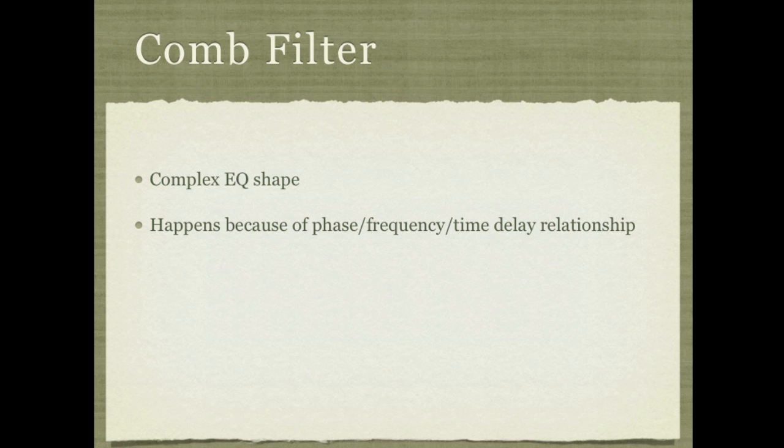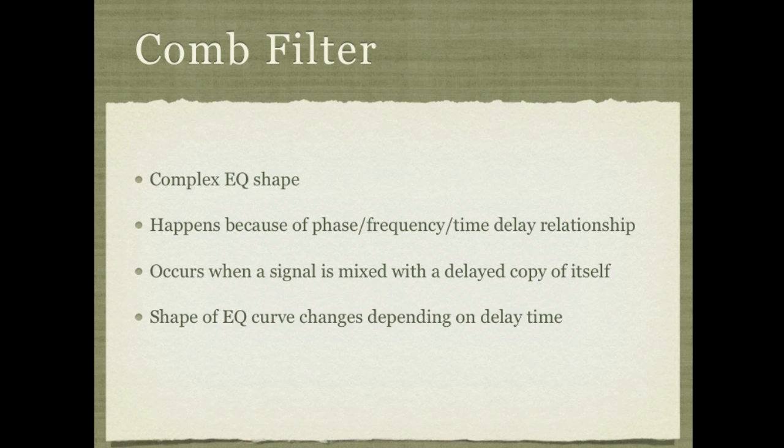Today we're going to talk about comb filtering. Now, a comb filter is a complex EQ shape that happens because of the phase relationship and the time delay between two or more copies of the same wave. And the shape of that EQ curve changes depending on the delay time, or not so much the shape, rather, but the exact size of it. You'll see on the graph in a second.